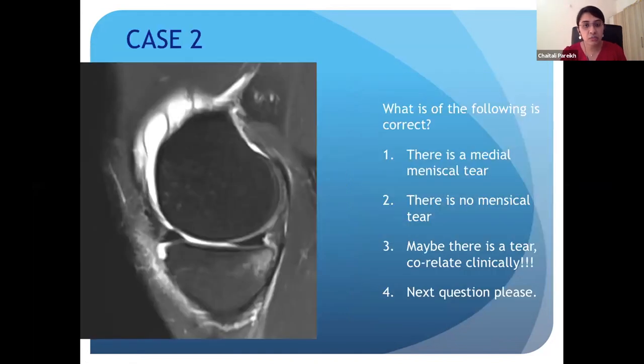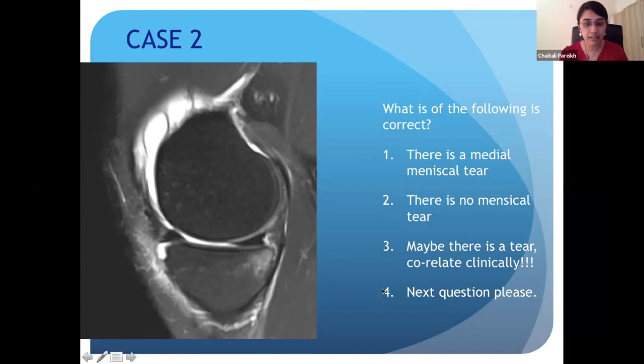Next question, which of the following is correct? Whether it is a medial meniscal tear, there is no meniscal tear, maybe there is a tear, I don't know. Next question, please. So you have 10 seconds. So yes, there is a medial meniscal tear.